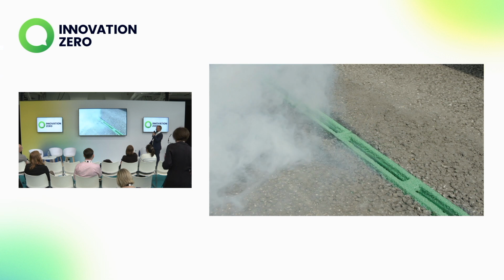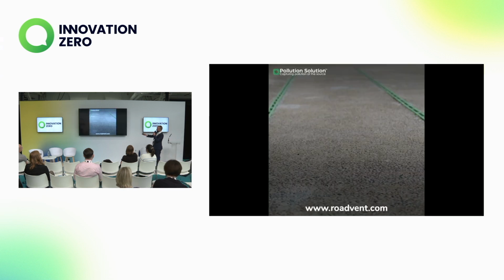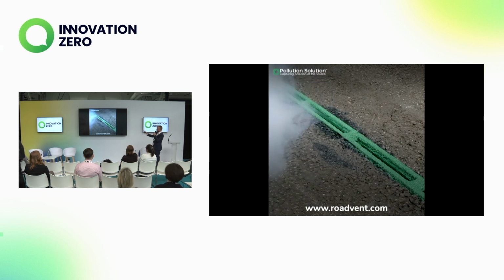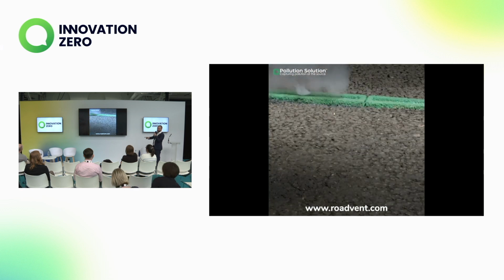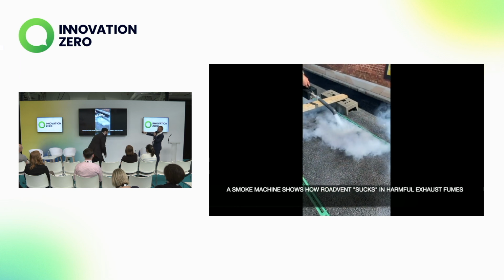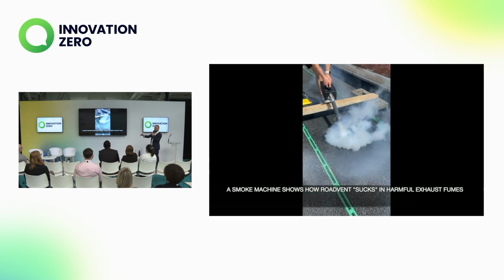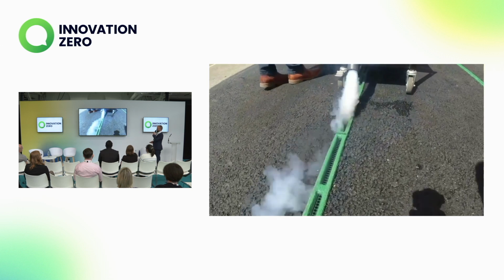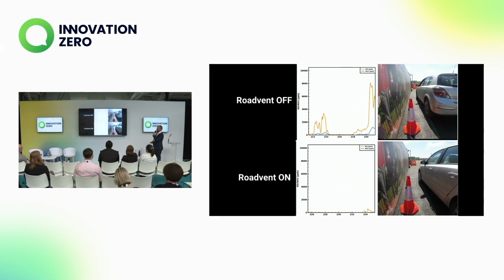So as you can see, the linear slot drains are installed in the carriageway. Cars can drive over them. Cyclists can go over them. They're completely pram, cycle and pedestrian friendly. And here we're using a smoke machine to visualize exactly what's going on, because obviously air pollution is invisible. So this does a great job at showing exactly what's happening. It's effective at capturing pollution, both from moving and static vehicles.